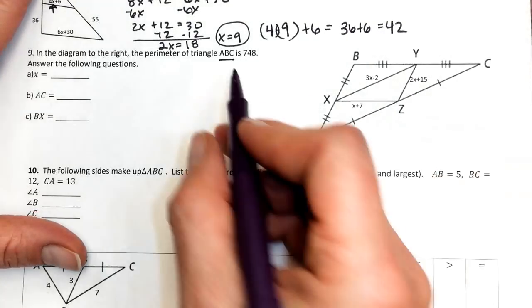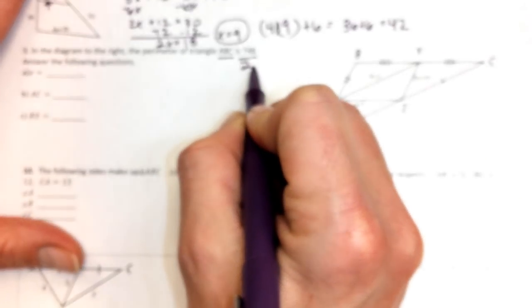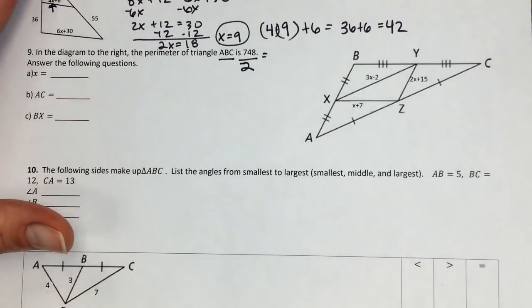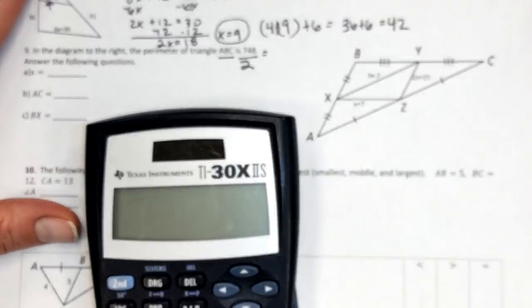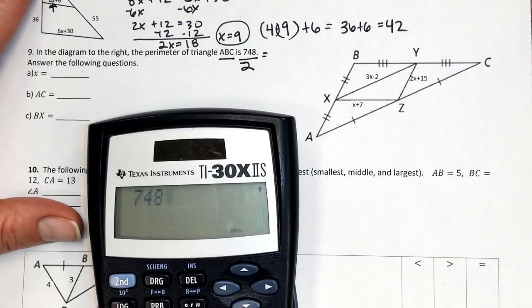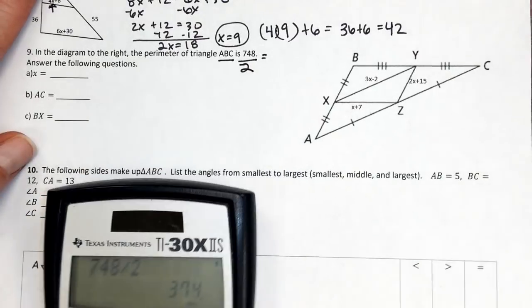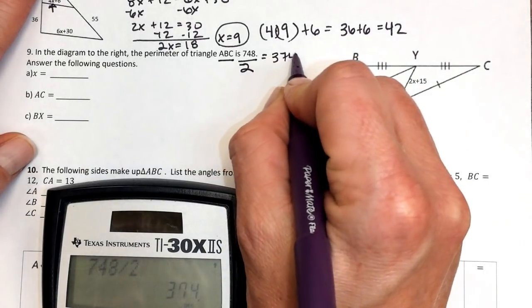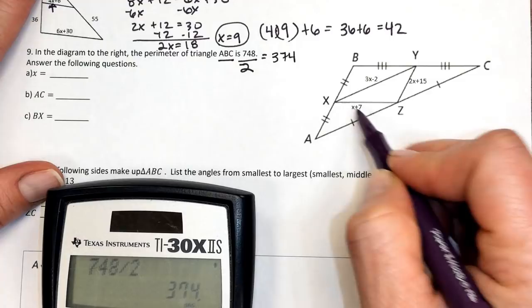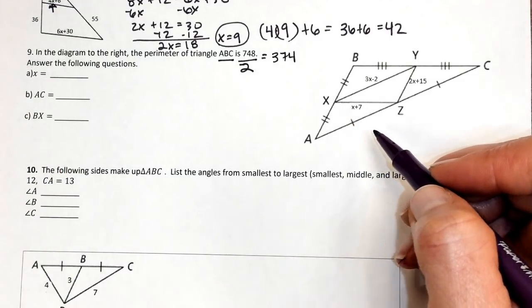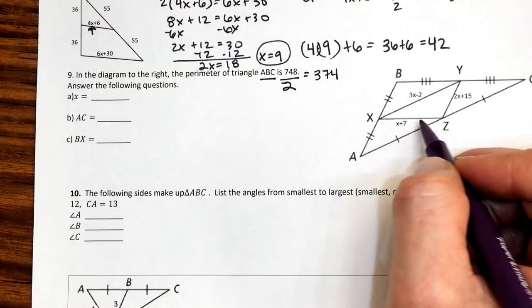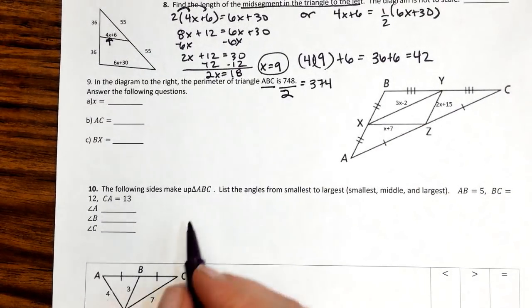the outer triangle. So if I take 748 and divide it by 2, I get 374. So the perimeter of the inner triangle is 374. That will allow me to find x because I can add all 3 sides up and find x.